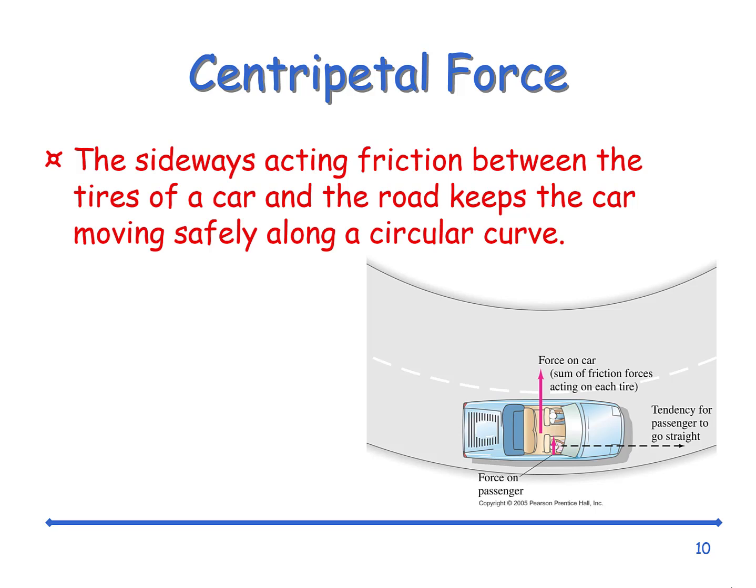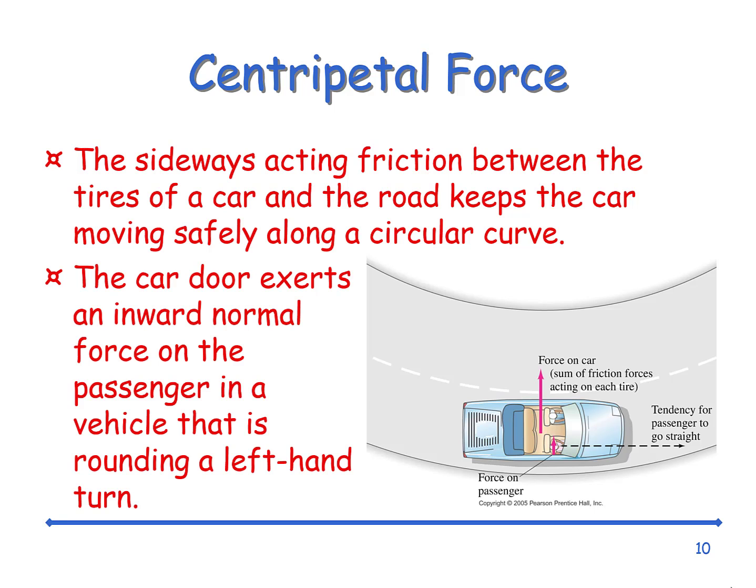So in this example here, we're looking at a car that is driving around a curve. A sideways acting friction between the tires of the car and the road keeps the car moving safely along its circular path. So in this case, it is friction that is holding that car in its curved path, along its circular path. It's not necessarily gravity. There's no string holding onto the car that's pulling it around the curve. It's that friction between the car's tires and the road that's allowing it to stay along that path.